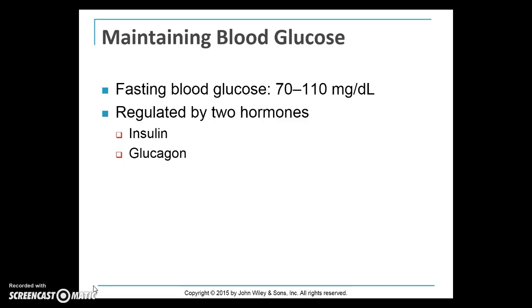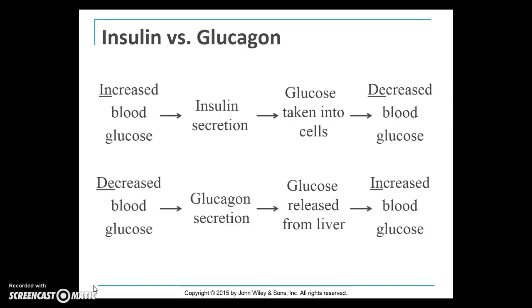The two hormones involved are insulin and glucagon, and our goal is to keep our fasting blood glucose between the 70 and 110 range. So for those of you in healthcare or know someone that is diabetic, or when you get your labs drawn and you see your blood glucose level, the normal range is 70 to 110. So what is insulin versus glucagon?